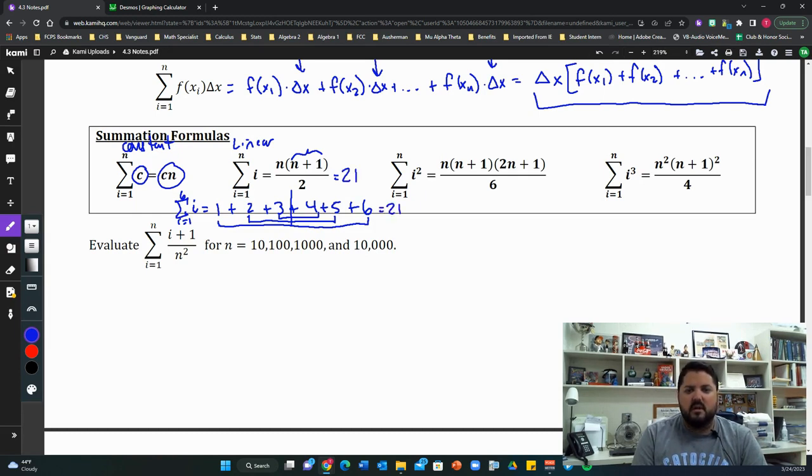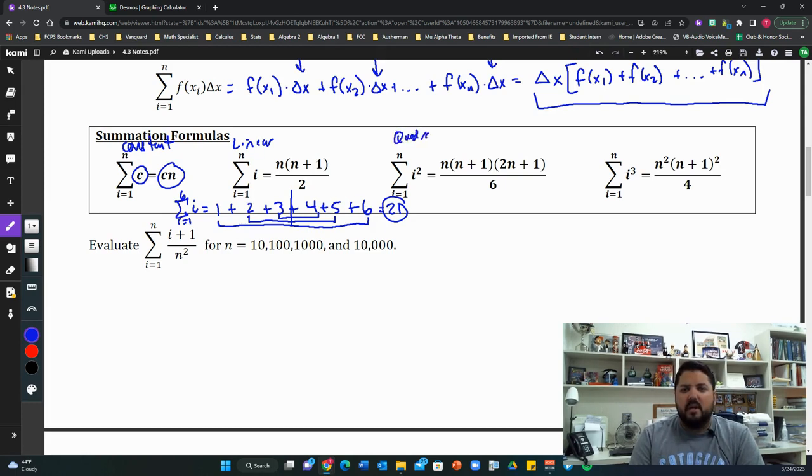Actually, I guess I should write that down here. So that's the arithmetic formula. This is a shortcut way of evaluating any sigma notation of the form i to the first. So that's the linear pattern.